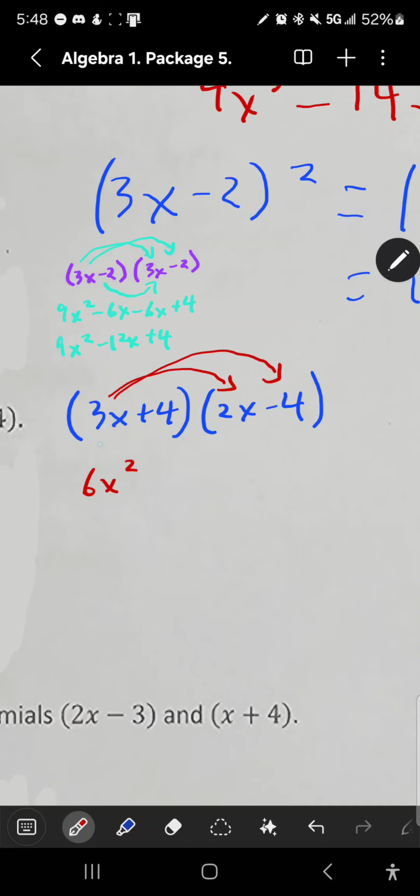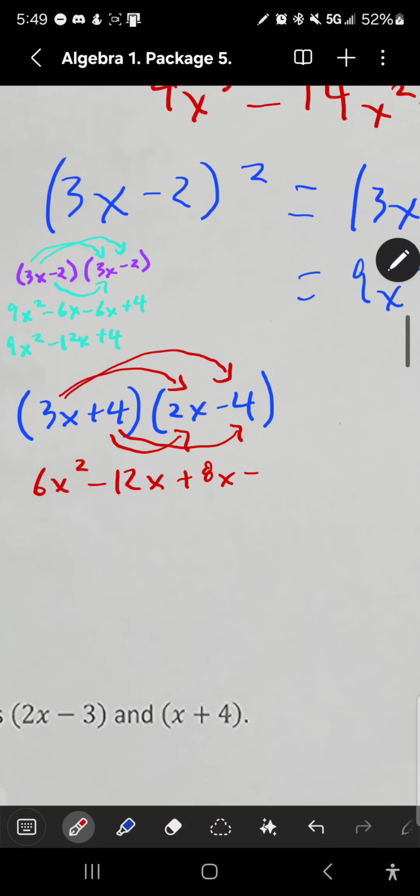Then 3x times negative 4, positive times negative, negative, 3 times 4, 12, and we keep the x. And then 4 times 2, 8, and we keep the x, and then 4 times negative 4, positive and negative, negative, and 4 times 4, 16.